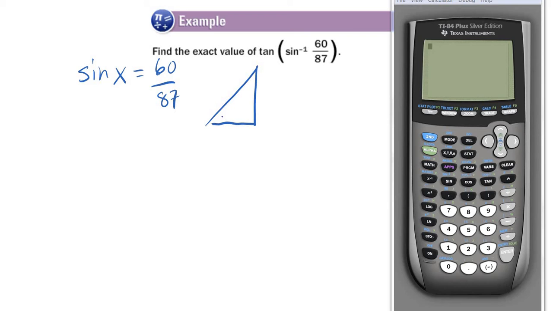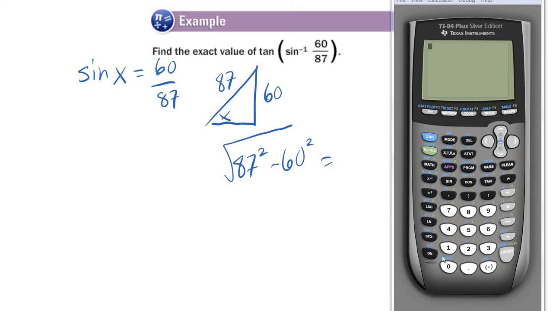So just draw a right triangle. So there's my angle. Sine, remember, is opposite over hypotenuse. I go back to SOHCAHTOA if I need reminded of that. So 60 over 87. Well, let's get this side of my triangle. How would I do that? Well, I'm going to use the Pythagorean theorem, right? So this side squared plus this side squared would equal this side squared. And so if I do 87 squared minus 60 squared, and I do the square root of that, it's going to give me this other side.